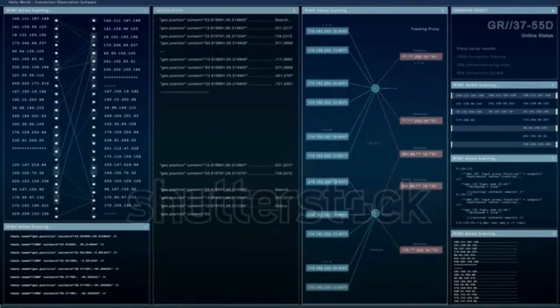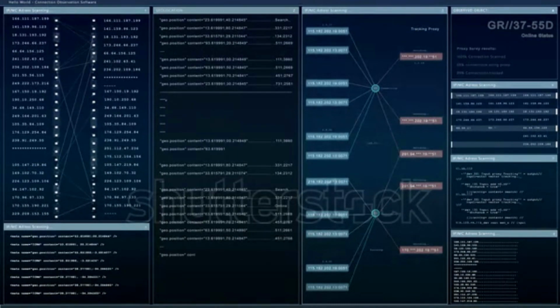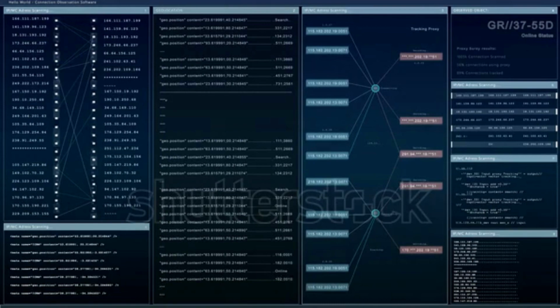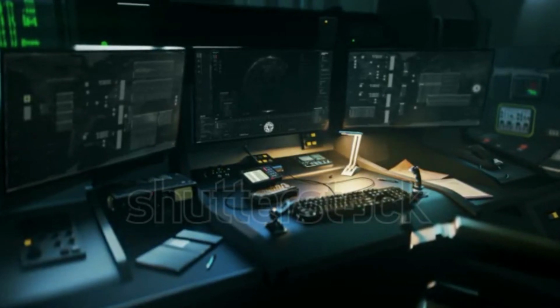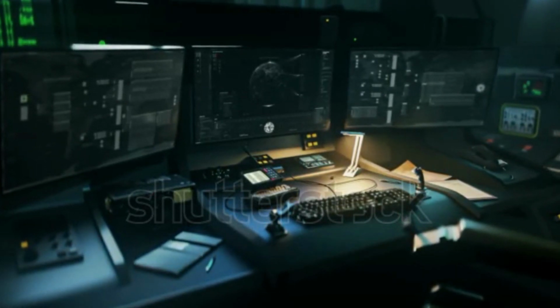However, it's important to note that IP addresses alone cannot identify individuals with absolute certainty. While they can provide general location information, they do not reveal personal details or specific identities. So, your privacy remains intact to a certain extent.